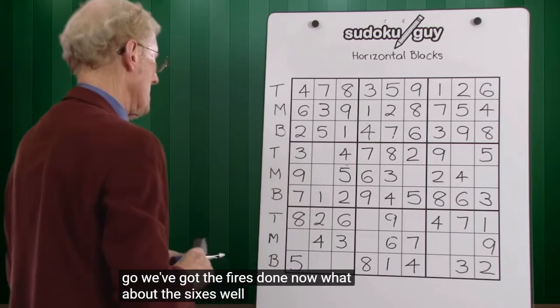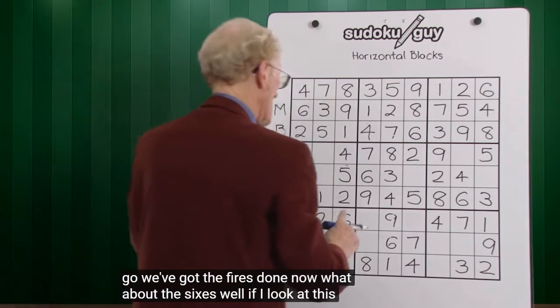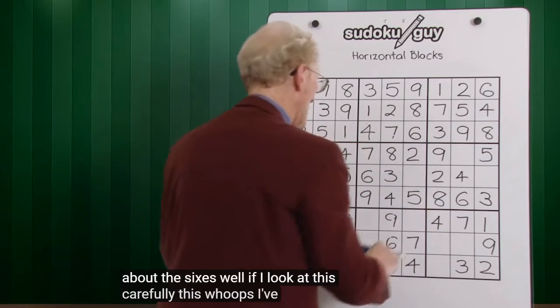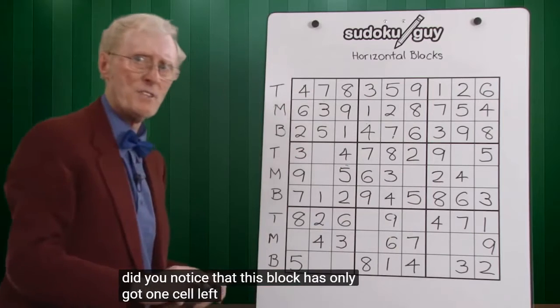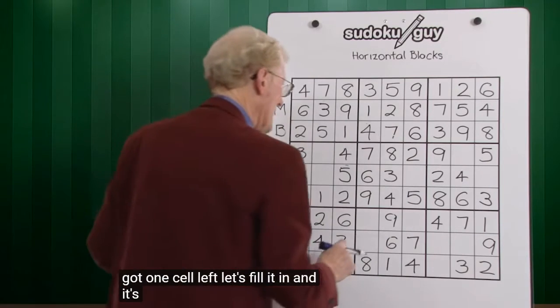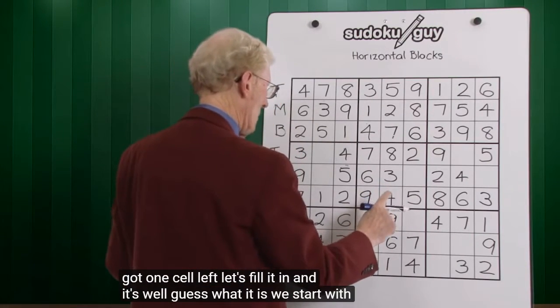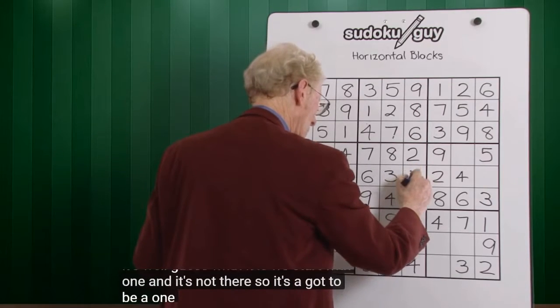Now what about the 6s? Well, if I look at this carefully, whoops, I've just noticed something. Did you notice that this block has only got 1 cell left? Let's fill it in. And it's, well, guess what it is? We start with 1 and it's not there, so it's got to be a 1. Way to go.